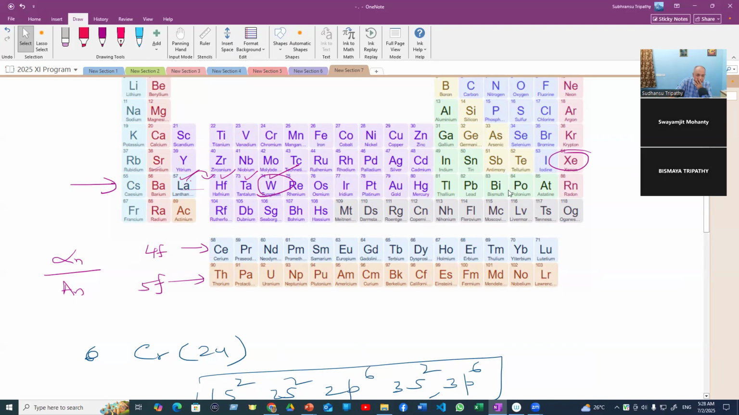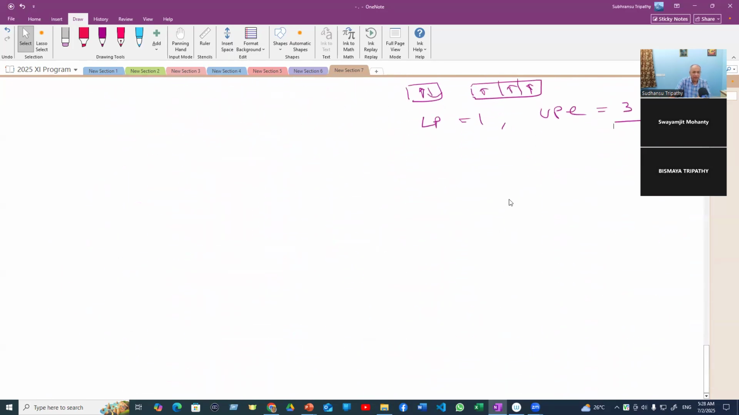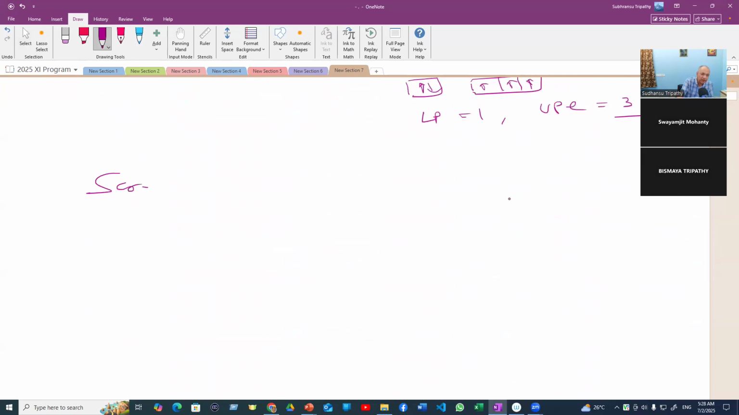So, before anything, let me tell you about the screening or shielding effect, which we'll be doing on a very big scale in periodic classification. We'll be using Slater's theory to determine the screening constant, the mathematical calculation involving the screening, how much screening it is making so that the effective nuclear charge is different from the nuclear charge. That calculation will be done later. The shielding effect.